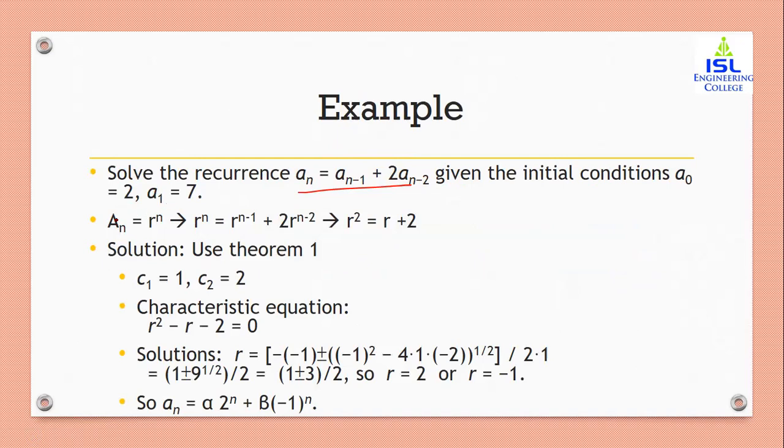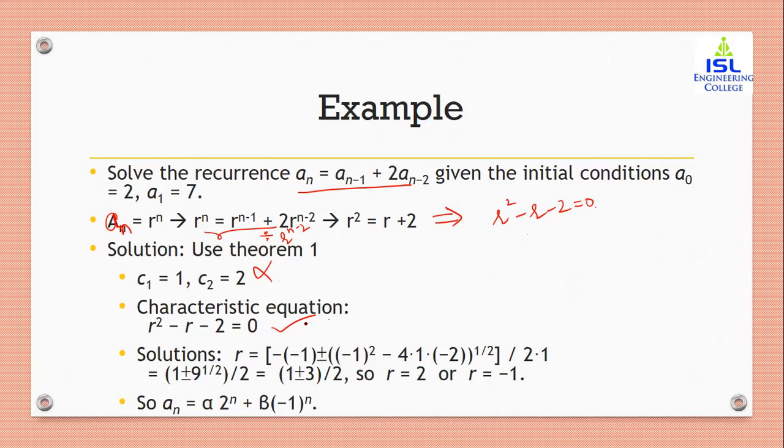Then what we do generally is we replace an with r power n. So we have r power n is equal to r power n minus 1 plus 2 r power n minus 2. Now to this equation, we divide by the smallest r power term, r power n minus 2, and we get the resulting equation r square is equal to r plus 2, which can be written as r square minus r minus 2 is equal to 0. Using the theorem, C1 and C2 are 1 and 2. This is not really important, we just need to find the characteristic equation which is given over here.